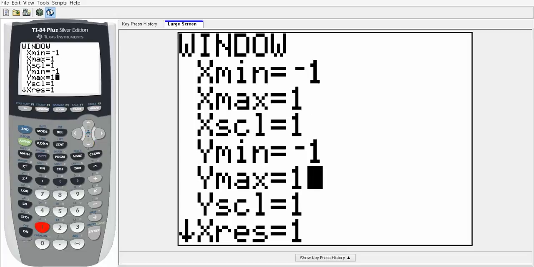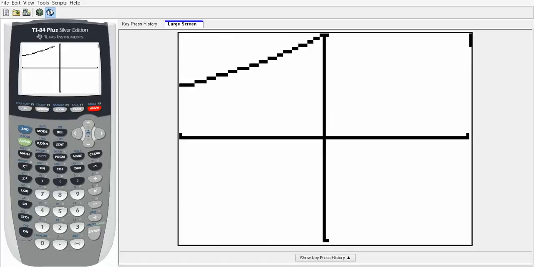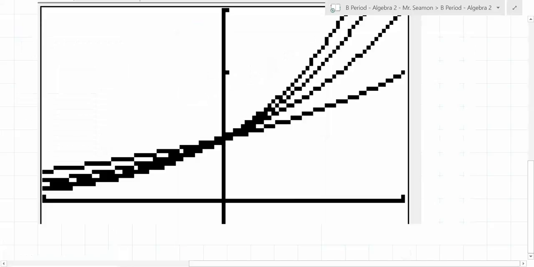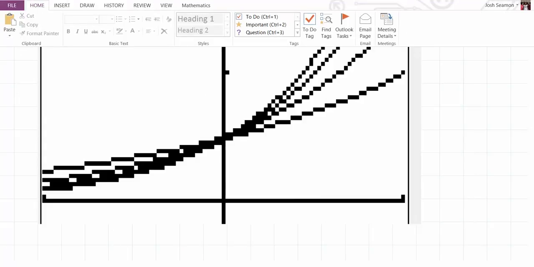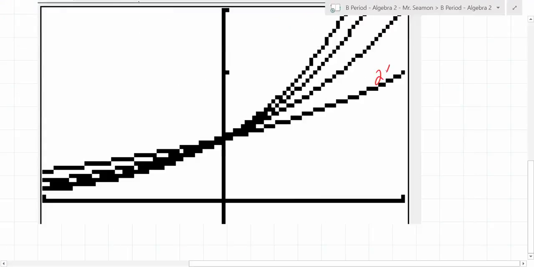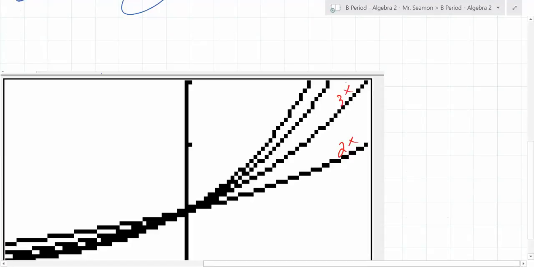Where it crosses the y-axis. So let's graph it again. All I'm doing is not graphing a new function. Oh, I need to make it a little bigger. Sorry. Let me pause this for a sec. Down here, I'll put this in. So if I label each of these, this is 2 to the x, this is 3 to the x, this is 4 to the x, and this is 5 to the x.